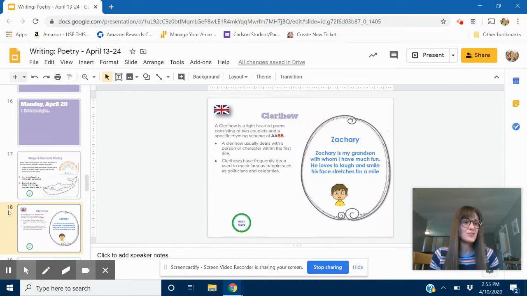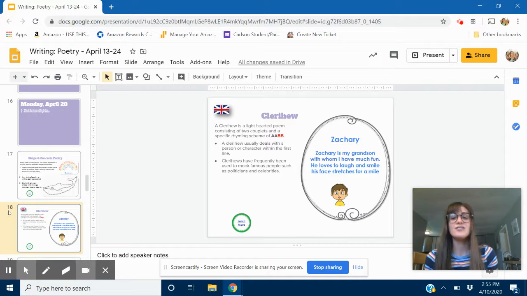Here, I'm going to move down to number 18. And I don't even really know how to pronounce this one, but I think it is Clarihu. A Clarihu is a light-hearted poem, consists of 2 couplets in a specific rhyming scheme of A, A, B, B. A Clarihu usually deals with a person or character within the first line. Clarihues have frequently been used to mock famous people, such as politicians and celebrities.